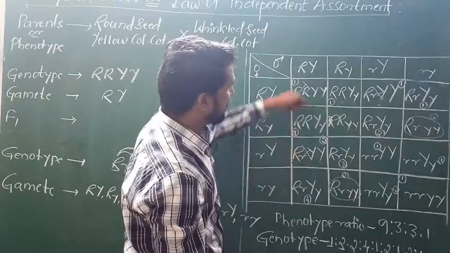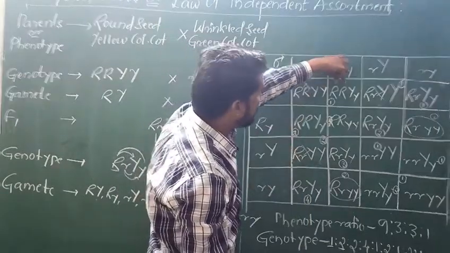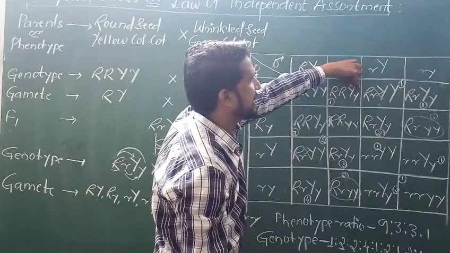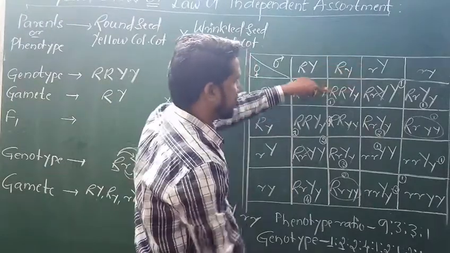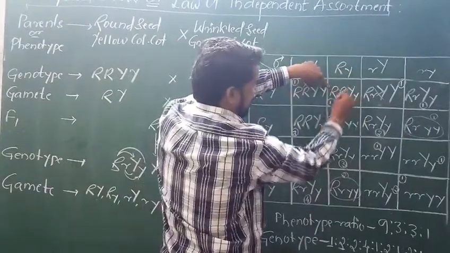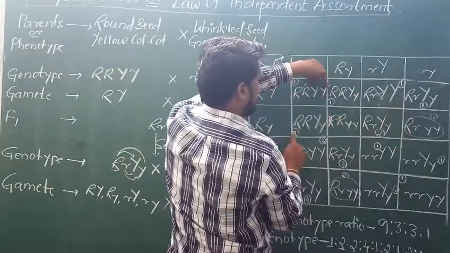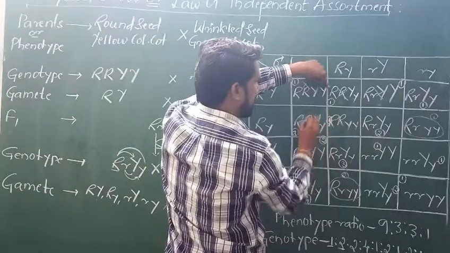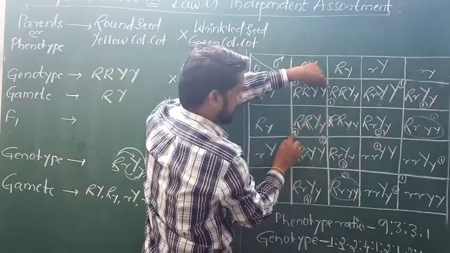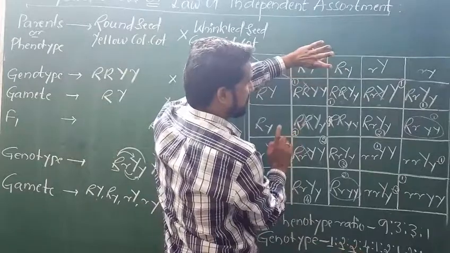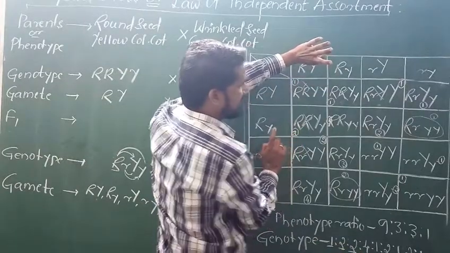Then the third one: homozygous round with heterozygous yellow color cotyledon. This is the one, left side corner. Here it comes homozygous round, yellow color cotyledon. Yes, this the second. This is the 2. This is over now.